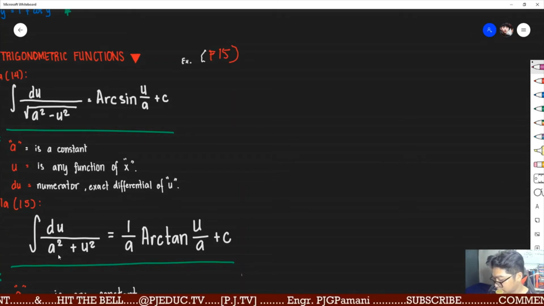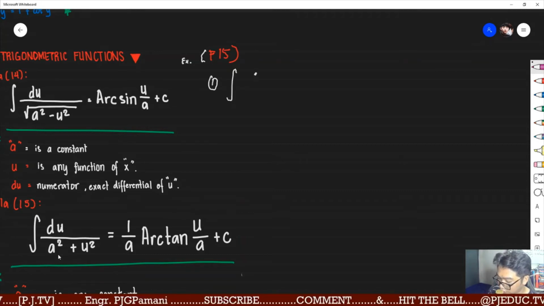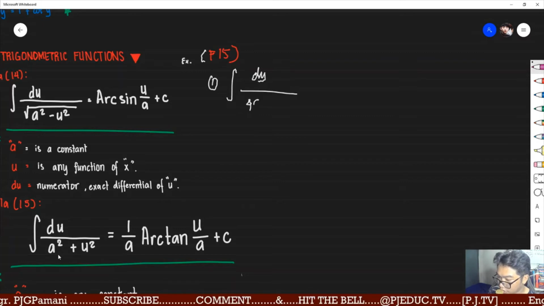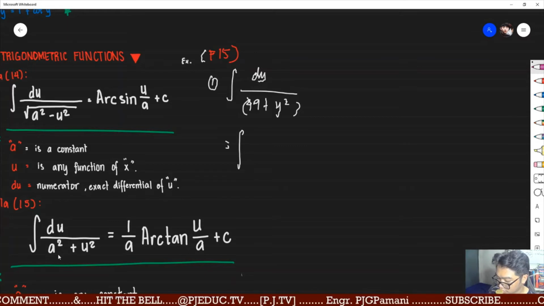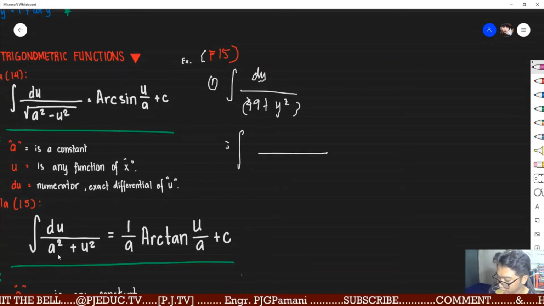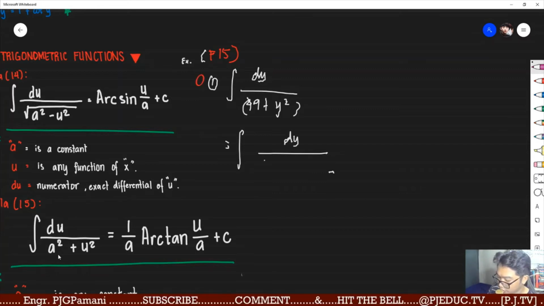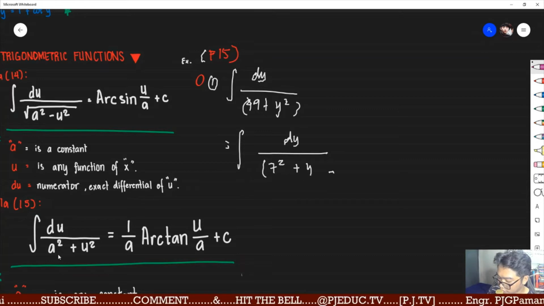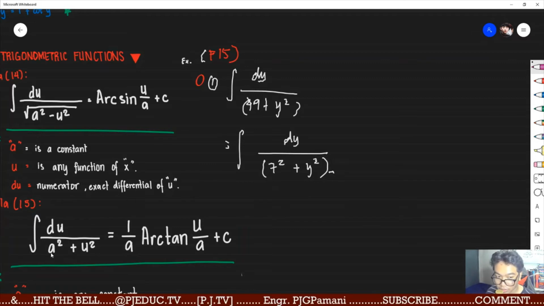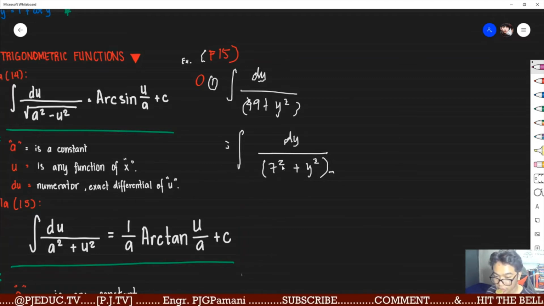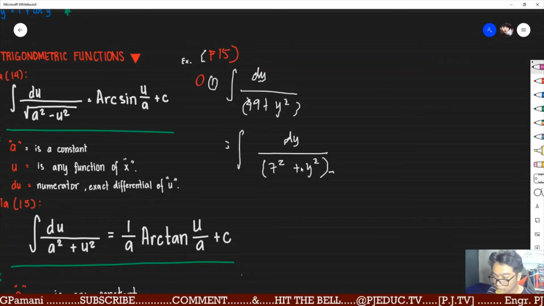So, for a basic example first, evaluate the indefinite integral of dy over 49 plus y squared. Factor it, what is that? That is also the same as dy over 7 squared plus y squared. So, does it satisfy the rule of Formula 14? You have a constant raised to 2, you also have a function raised to 2, and they are added together.